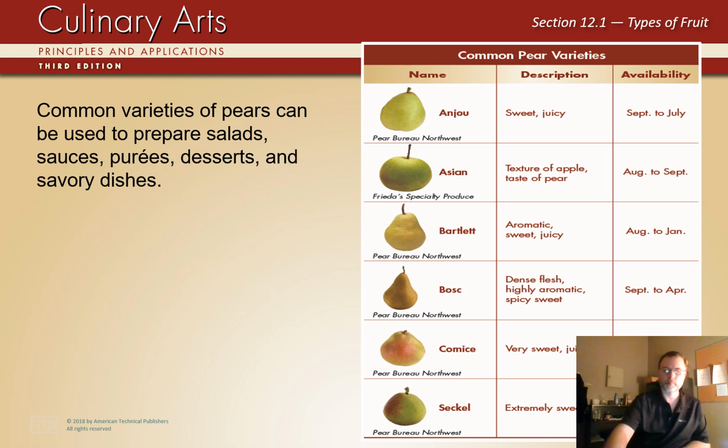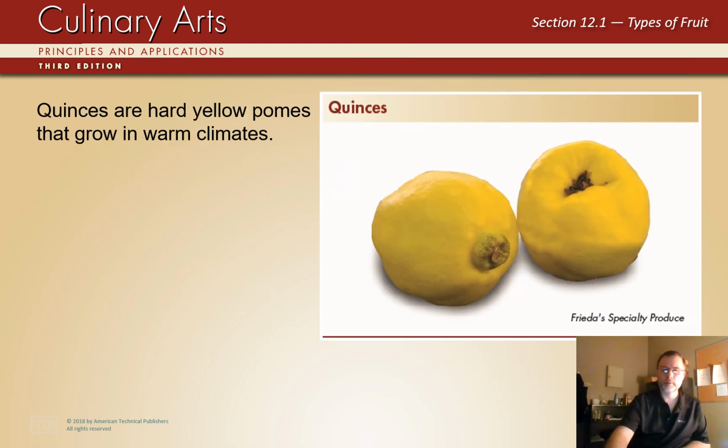So quinces are hard yellow pomes that grow in warm climates, and I'm just going to move on down here.